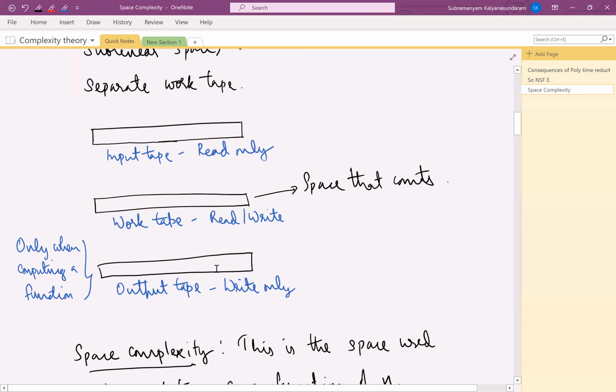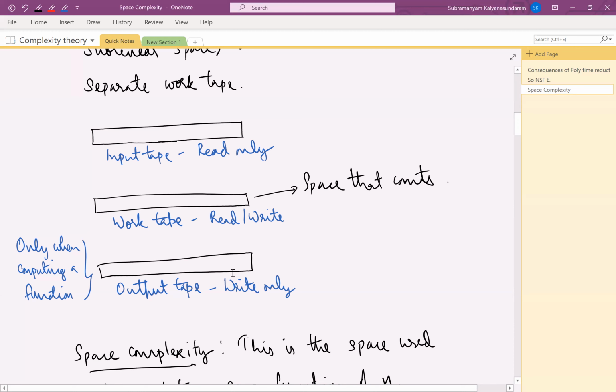When we are dealing with decision problems, meaning languages and membership in languages, right? Is this formula satisfiable? Does this graph have a Hamiltonian cycle? All that kind of thing. It's a yes/no answer. So the machine just accepts or rejects. So we don't need the output tape.